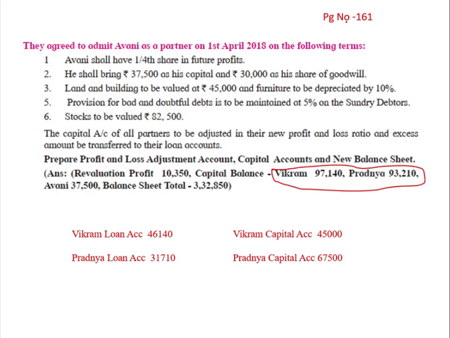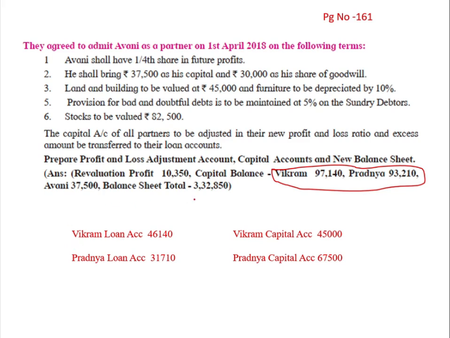Page number 161. Here, the answer should be Vikram's loan 46,140, Pradnya's loan 31,710, Vikram's capital 45,000 and Pradnya's capital should be 67,500. If you watched my video, I had already done this and we got the same answer, but at that time many students asked me, our answer is not matching with the textbook. But now see, we got the correct answer. I will share my video link in the description box, so you can go and watch that video.